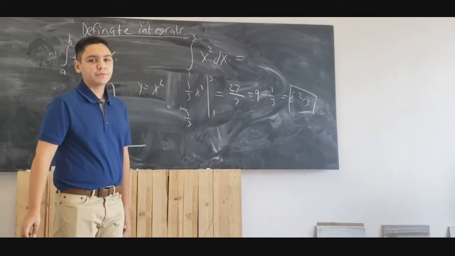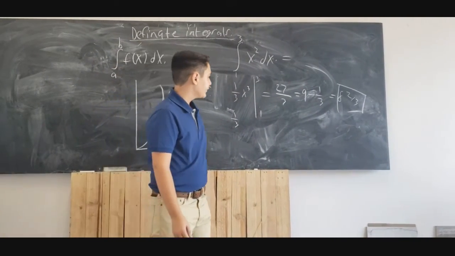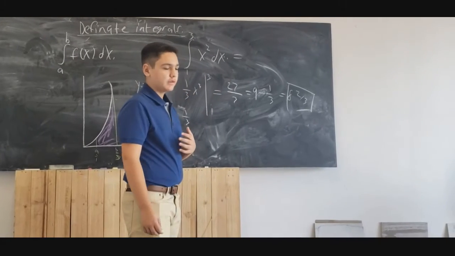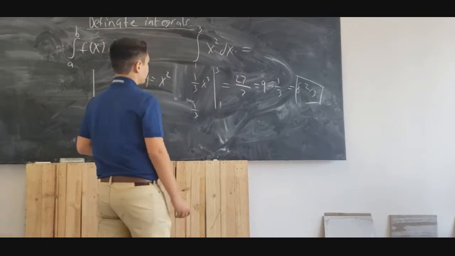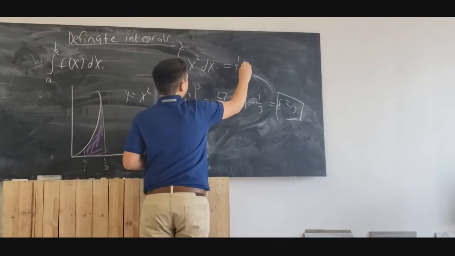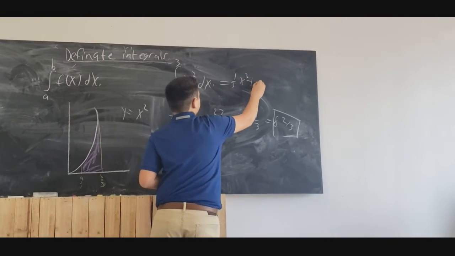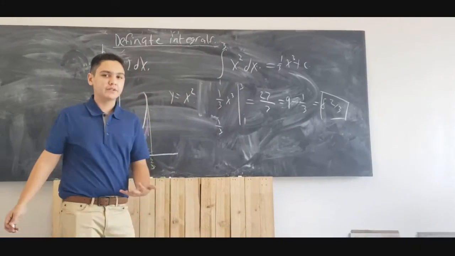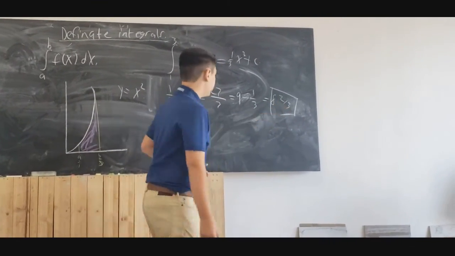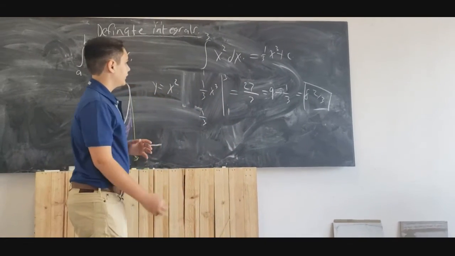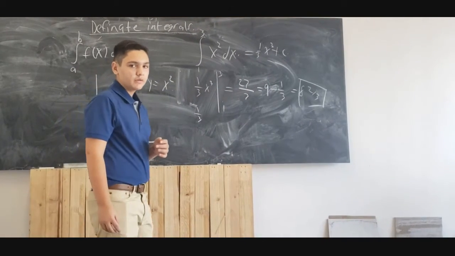So see how much of a difference this is from an indefinite integral. With an indefinite integral, it'd be 1/3 x cubed plus C. The constant is what changes it. But here we have a real answer for f(x) equals x squared, right?